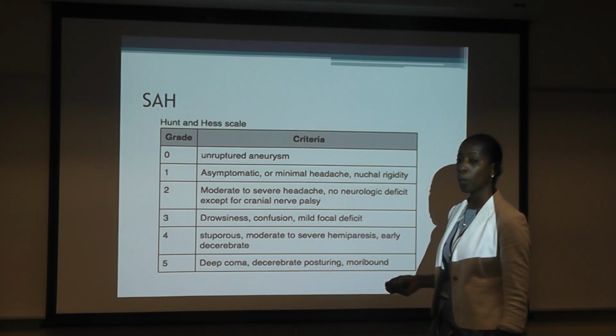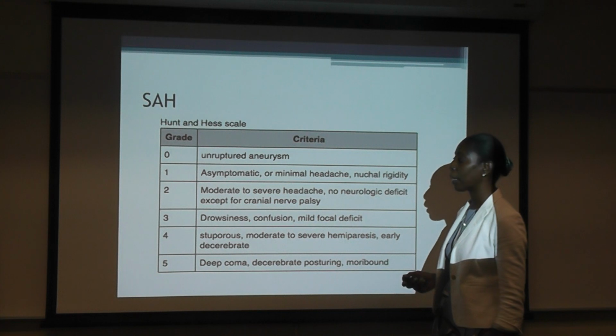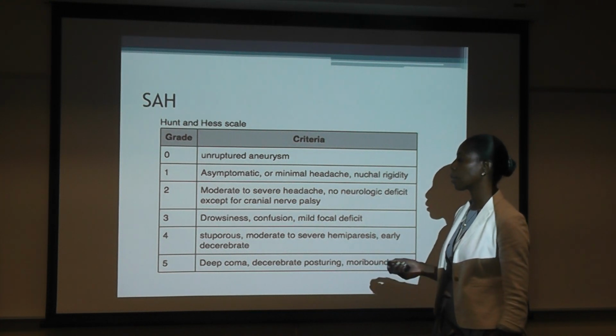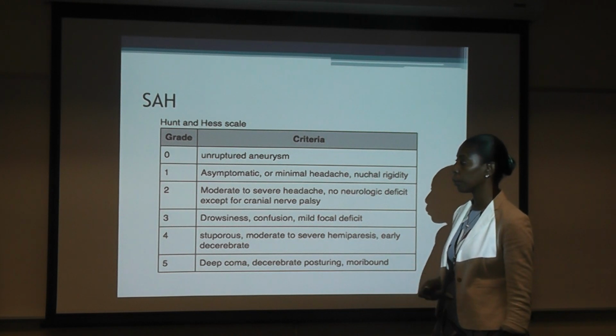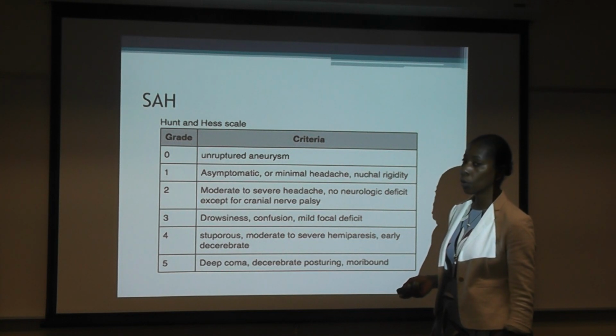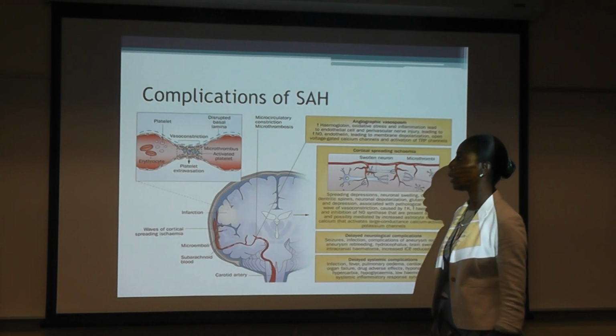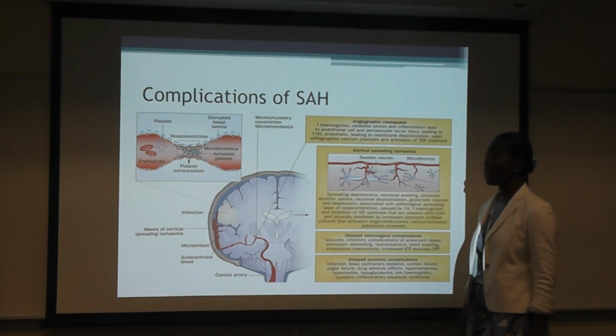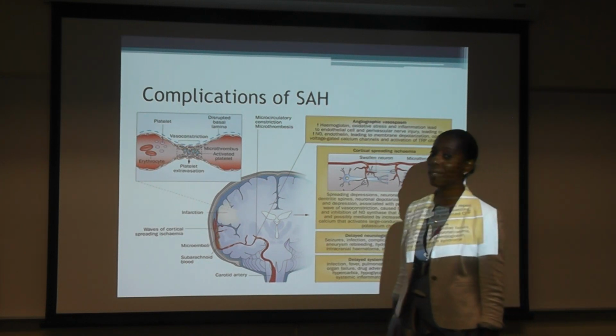If they come in in deep coma, they have a Hunt-Hess scale of 5. 2, moderate to severe headache, no clear neurological deficits except for cranial nerve palsy, it's 2. So 0, unruptured, 5, deep coma, and 1, 2, 3, and 4 in between. Patients who come in with a Hunt-Hess 5 are the ones who usually do very poorly and don't usually leave. Okay?